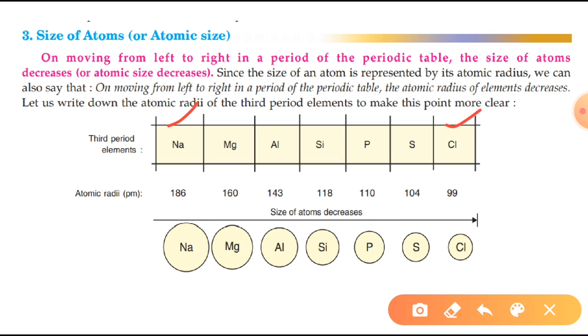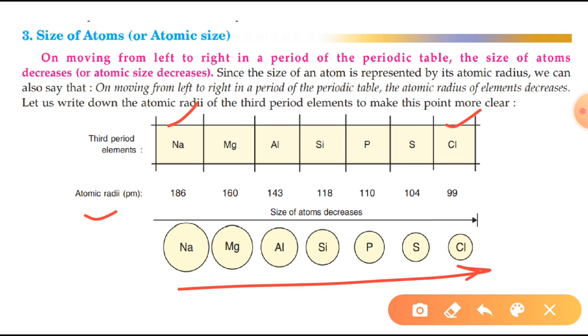You can see here the atomic radius in picometers has been given: 186, then 160, 143, 118, 110, 104, lastly 99. Why so? Actually, when we move from left to right, the number of electrons are added in the same shell.